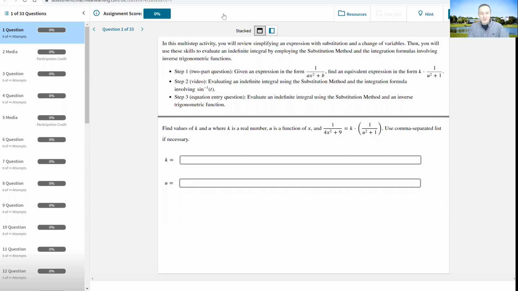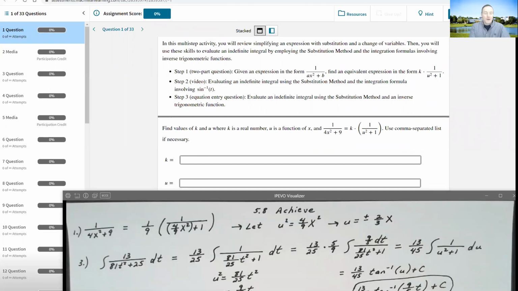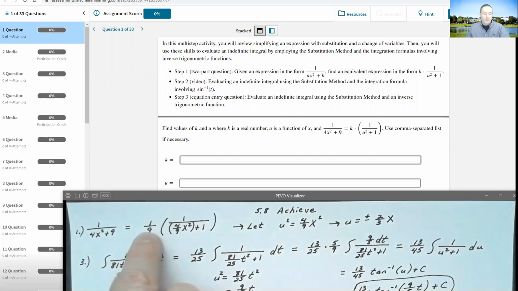This first question is trying to get us accustomed to doing the algebra that's required in some of the problems, where it's asking us to work with 1 over 4x squared plus 9. And it's wanting us to force out a factor of k so that the 9 in the denominator becomes a 1. So obviously, if I need that 9 in the denominator to become a 1, then I'm going to have to factor out a 1 over 9 in order to ensure that.